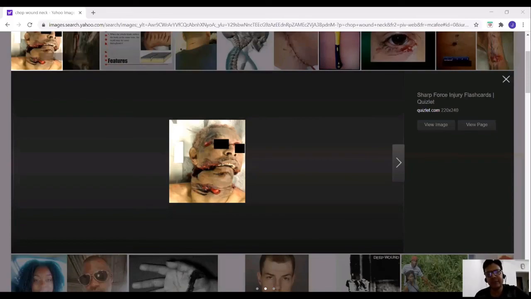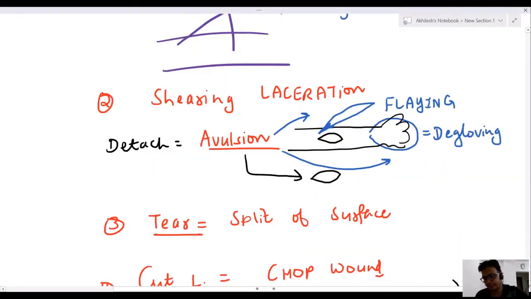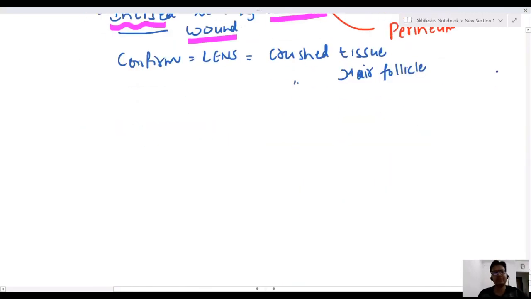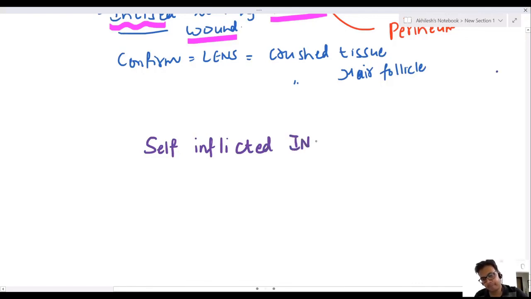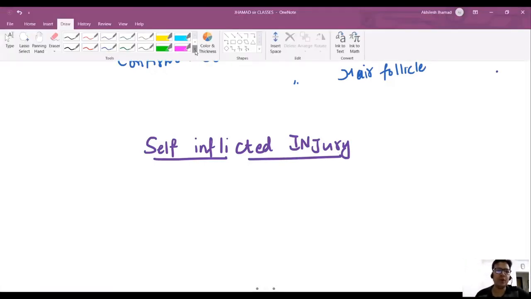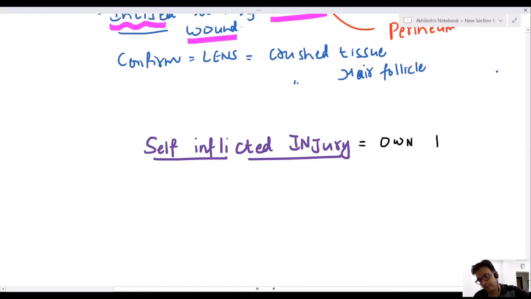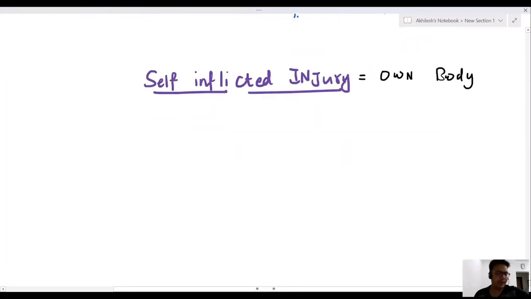Anyway, sir, these are some very, very important points we are coming to, my dear friend. Now, sir, write down self-inflicted injury. If you inflict injury on your own body, it is known as self-inflicted injury. Fabricated wound.